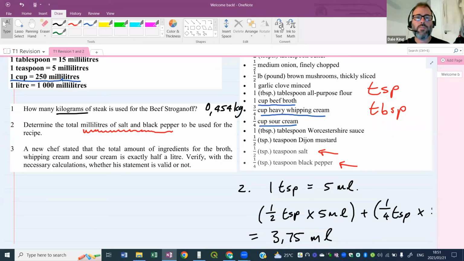Make it a good one. So broth, whipping cream, and sour cream. He says they are half a liter. We need to verify that. All right, I can see people working there. Good.